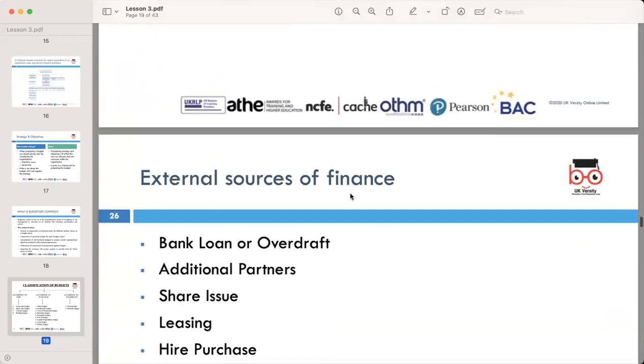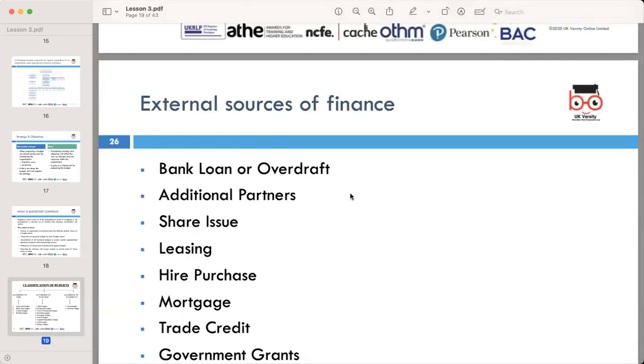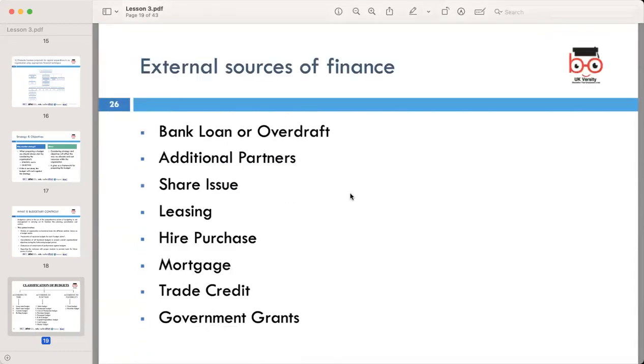Okay, next one is external sources of finance. If we talk about external sources of finance, there is bank loan or overdraft. So I will explain in my own words as well. If you have any questions, you can ask as well. So bank loan or overdraft, this type of financing provides a long-term option for startups. The bank specifies the loan period, interest rate, and repayment terms.